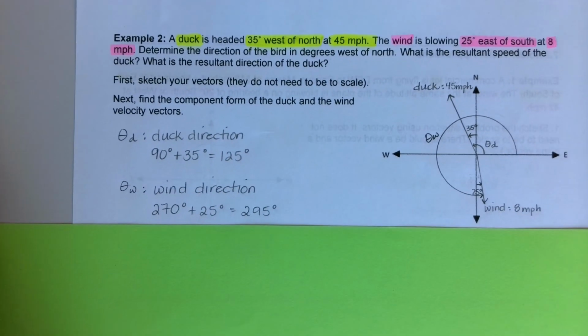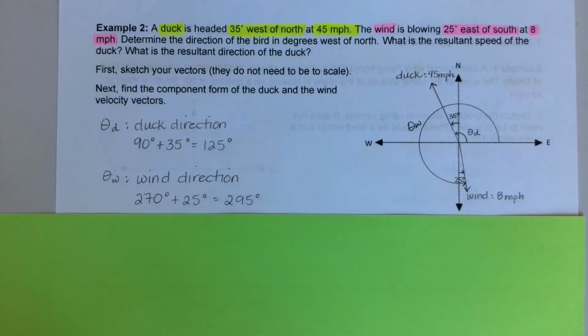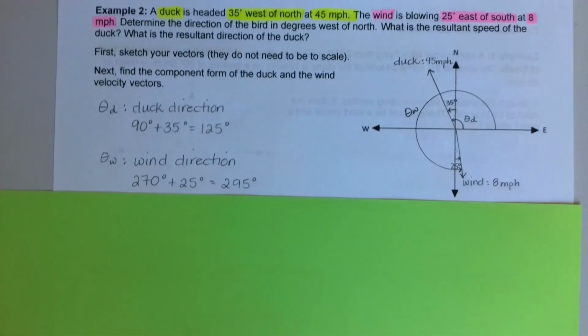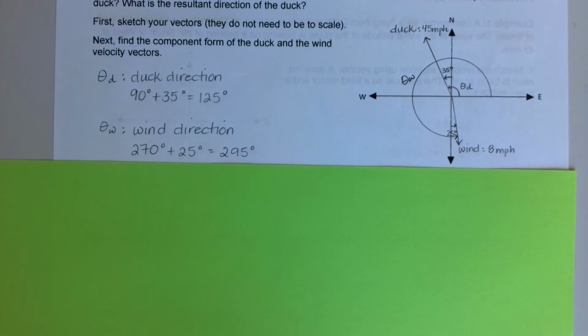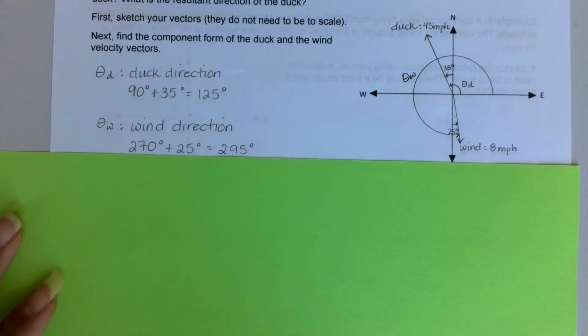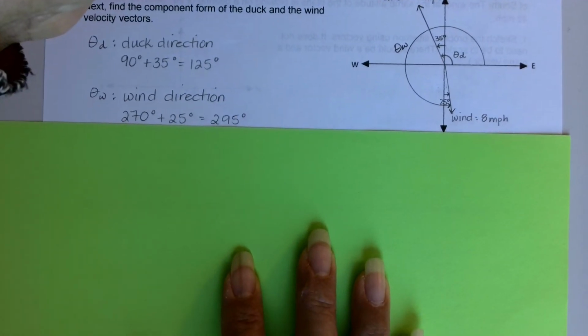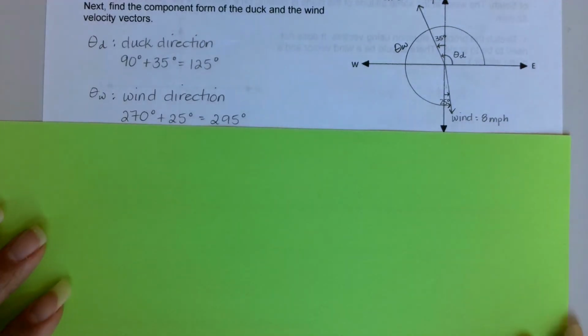So we're going to use those direction angles to jump right into our vector components. Again, you are not going to use the formula x2 minus x1 and y2 minus y1, because in this problem we were given the resultant and the direction. So the formula is going to change. You're going to use your trig to find those x and y vector component forms.